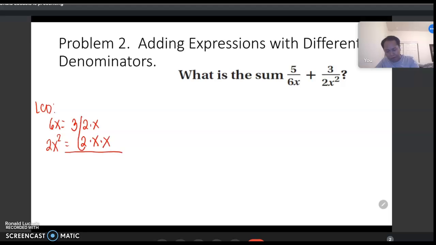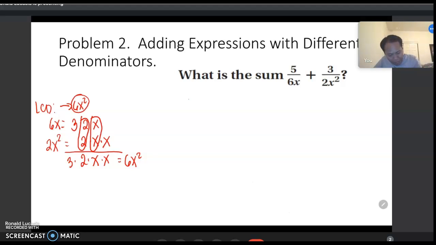You look at the common factor, you bring down that, and then another common factor, x. Everything that has no common factor, you have to bring down. That is 3, and then x. Multiply everything, and that is the LCD. So this is 3 times 2 times x times x. The LCD is 6x squared. Therefore, the LCD here is 6x squared.